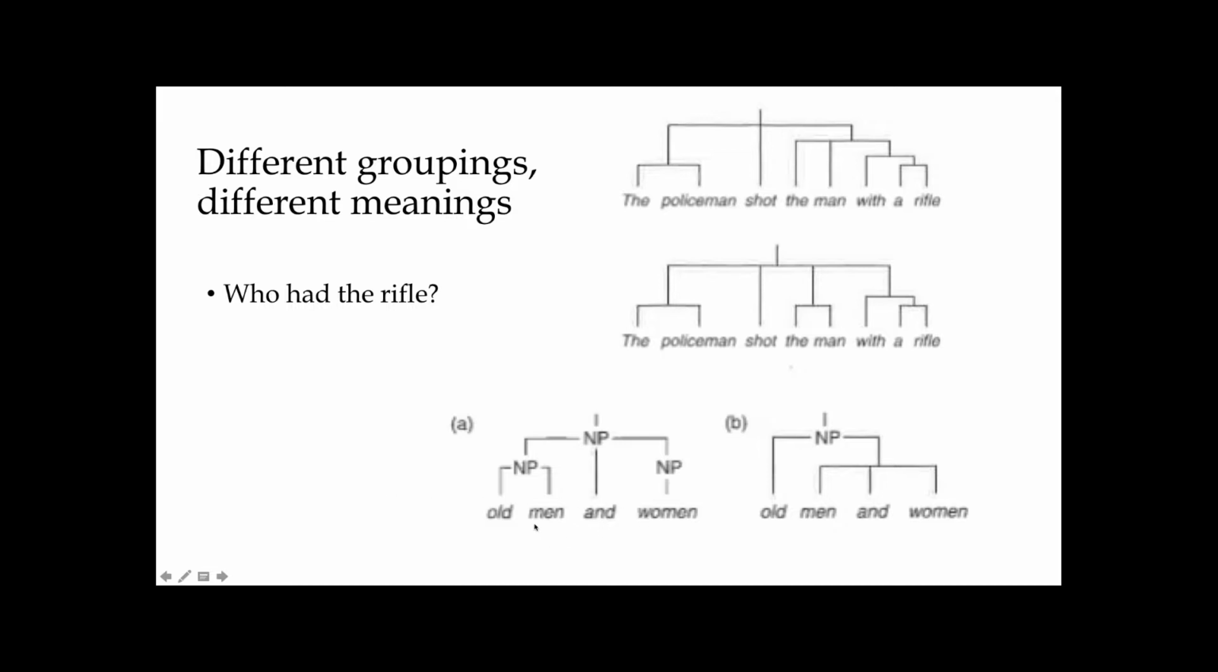So the fact that it's ambiguous in the phrase old men and women: who is old? Is it just the men, or is it both the men and the women? I need there to be 2 possible different hierarchical orderings to explain the fact that I can get 2 different meanings out of this sentence, or out of this phrase.